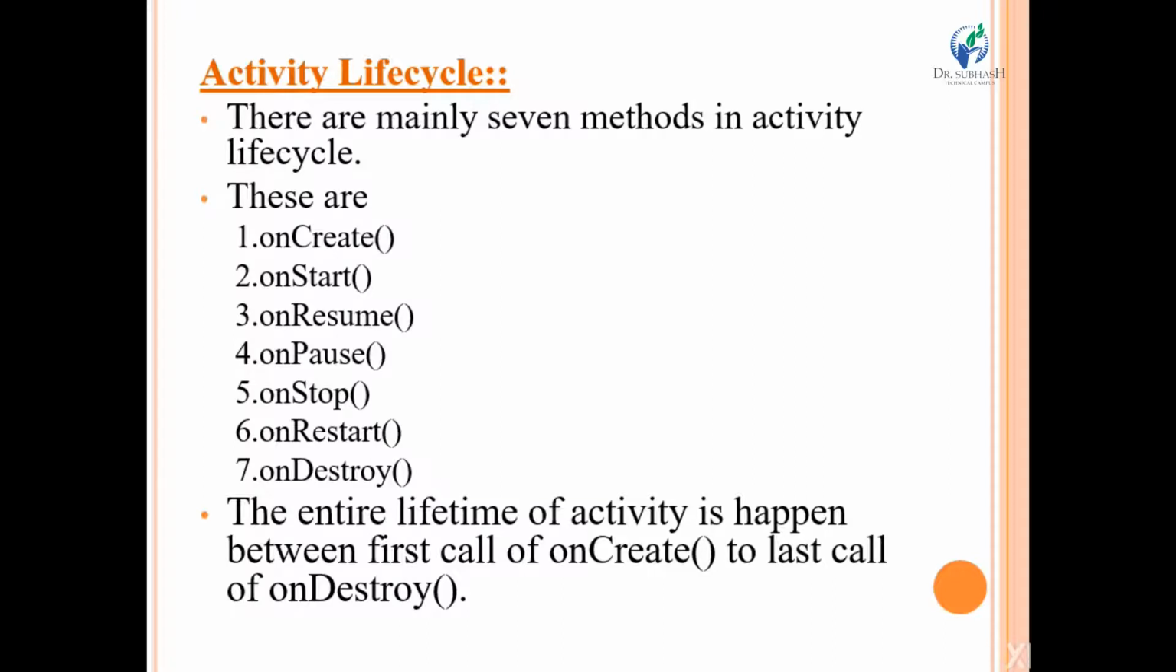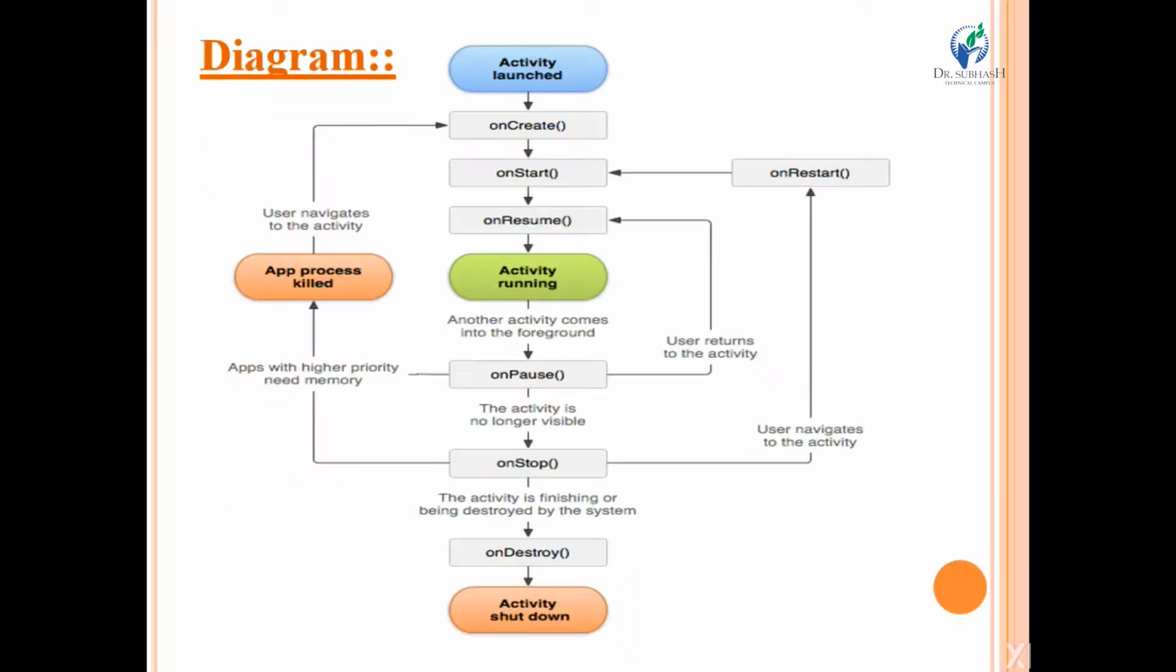Now we will discuss the activity life cycle. As you can see here, there are 7 methods of the activity life cycle. The first is the onCreate method, second is onStart method, third is onResume method, fourth is onPause method, fifth is onStop method, sixth is onRestart method, and the seventh is onDestroy method. The lifetime of an activity happens between onCreate and the last call of the onDestroy method.